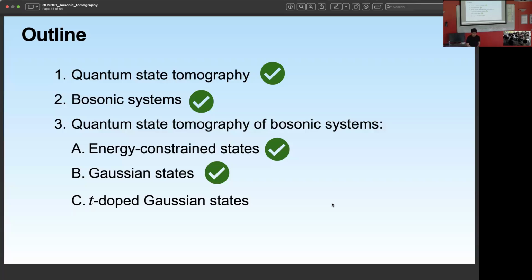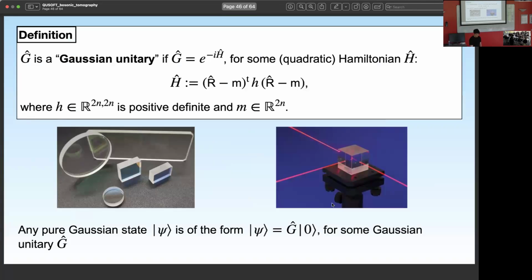So now we discuss t-doped Gaussian states, and we will define them. First, let's define what a Gaussian unitary is. A Gaussian unitary is basically a unitary generated by a Hamiltonian that is quadratic in the quadrature operators. In a lab, it's basically semi-reflective mirrors for the beam splitters, for example. A little fact is that any pure Gaussian state psi is of the form of a Gaussian unitary applied to the vacuum.